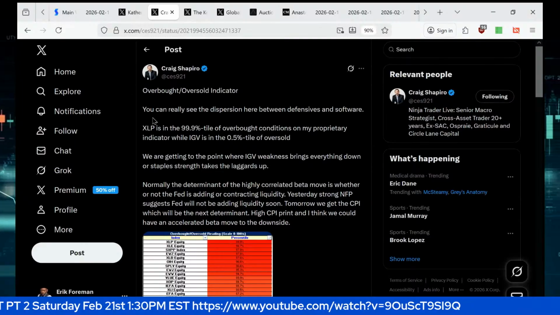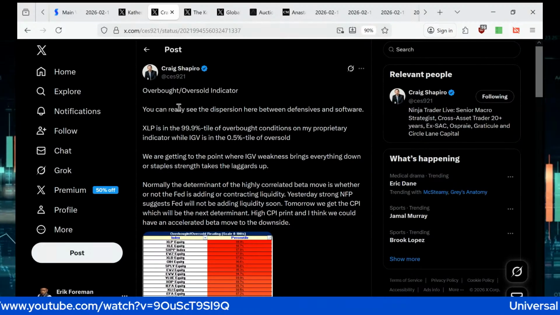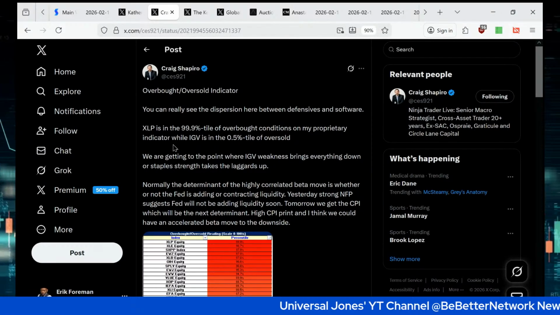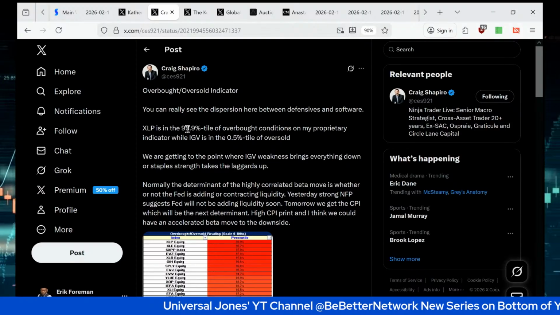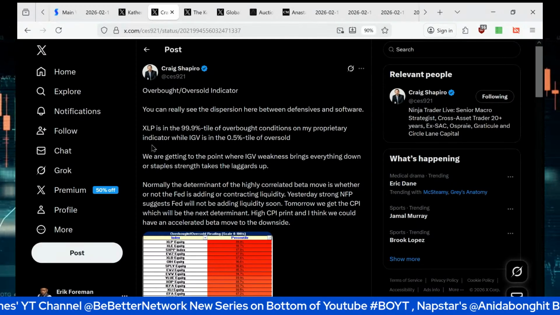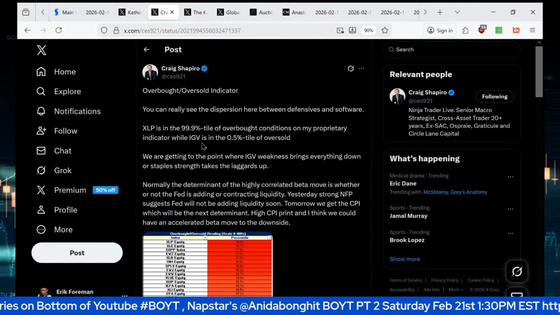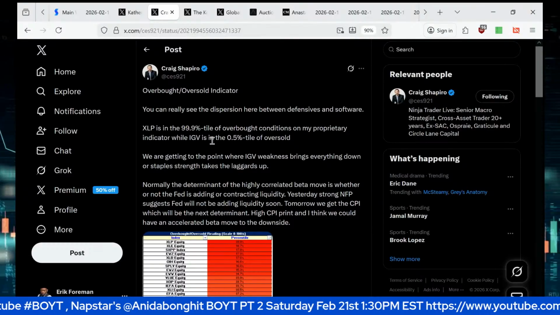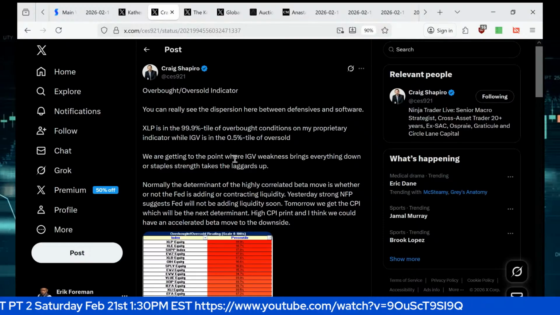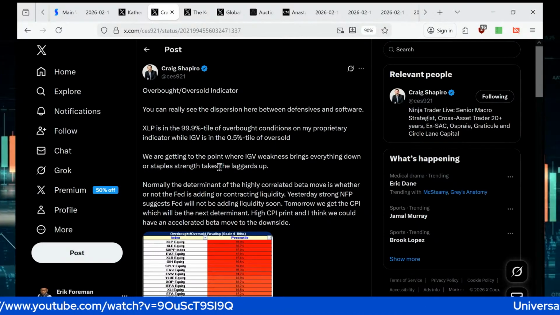Overbought, oversold indicator. You can easily see the dispersion. I usually like to say limaberry too sometimes. And you usually see the dispersion here between defensive and software. XLP is in the 99.9 percentile of overbought conditions on my proprietary indicator, while IGV, the software ETF we just talked about, is in the 0.5 percentile of oversold. We are getting to the point where IGV weakness brings everything down, or Staples strength takes all the laggards up.